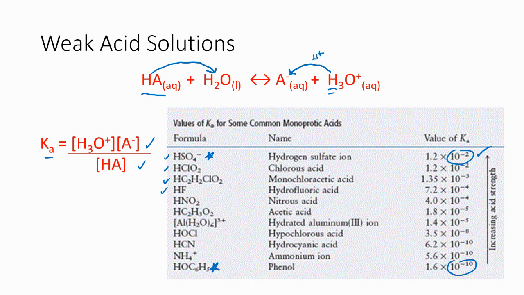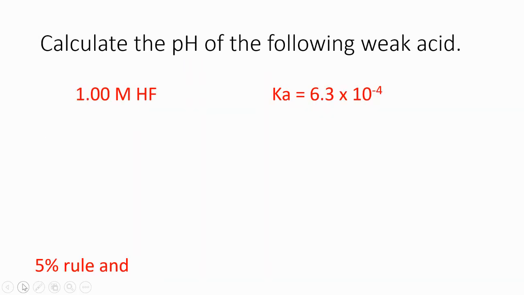But for all of these, their K values are less than 1. And so we always at equilibrium have mostly reactants and very few products. They don't ionize very well. So if I want to calculate the pH of a weak acid solution, I have to use that equilibrium expression to help me get there.